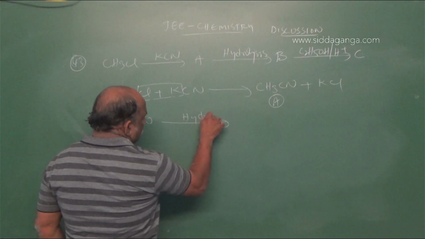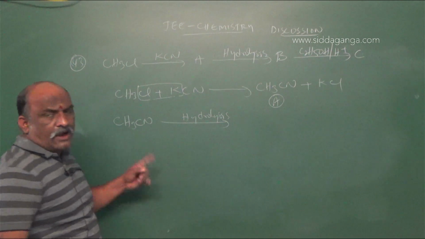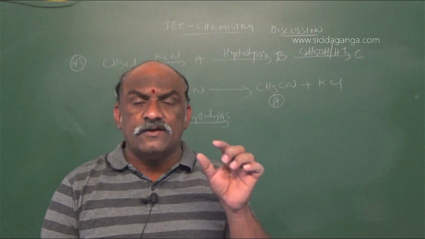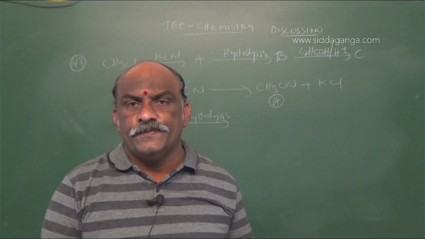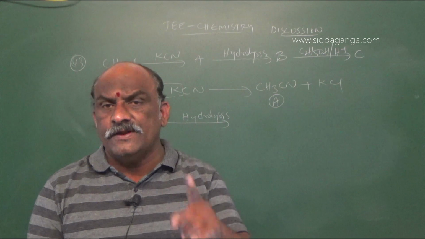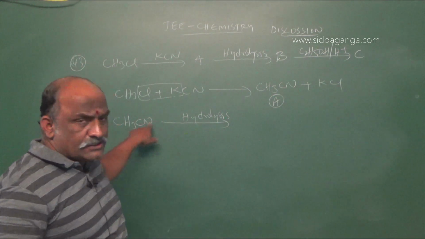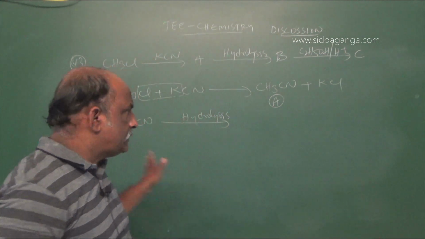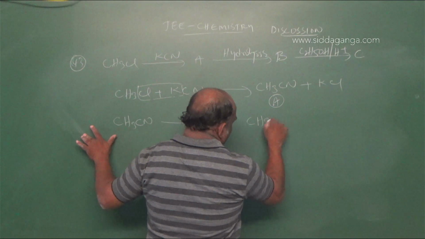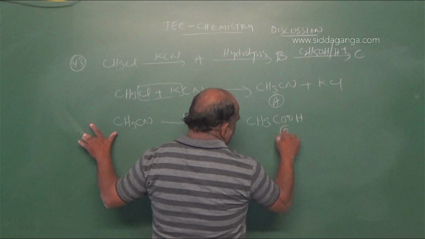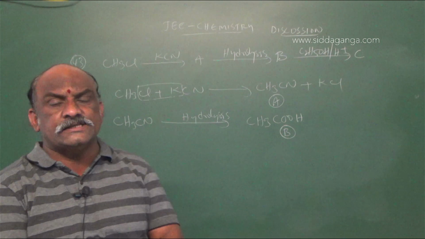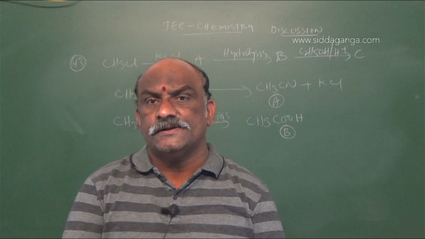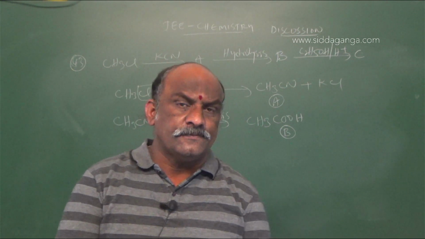Next, second step, methyl cyanide undergoes hydrolysis. Hydrolysis means adding water. On addition of water to cyanides, the CN group is converted to acid. This is very, very important. Where CN is there, simply write COOH, carboxylic acid, in its place. CH3COOH, this is B. Hydrolysis of cyanides gives rise to carboxylic acids.